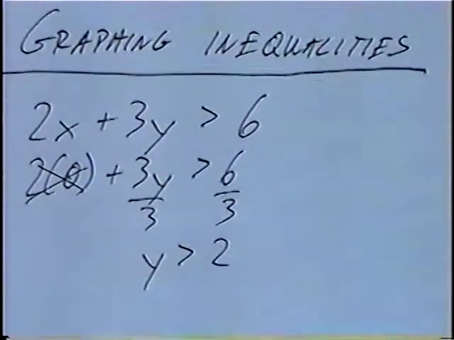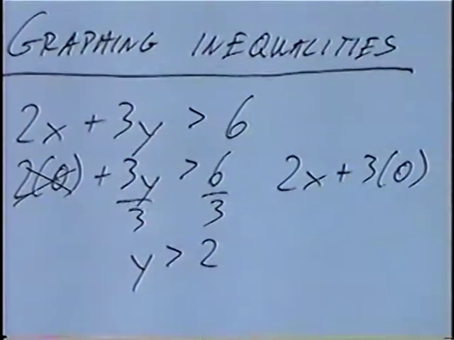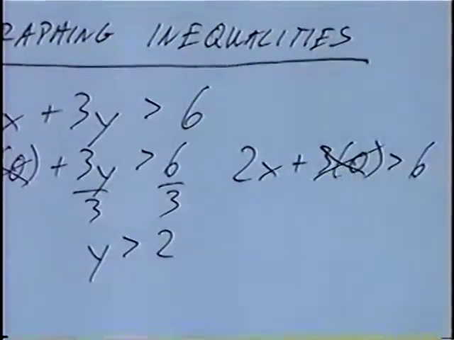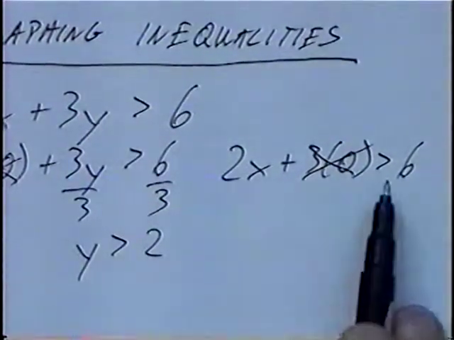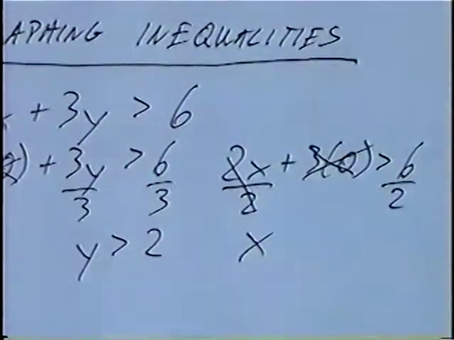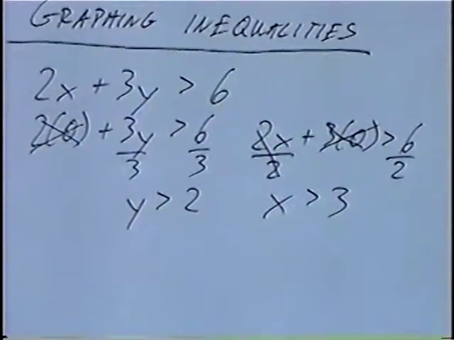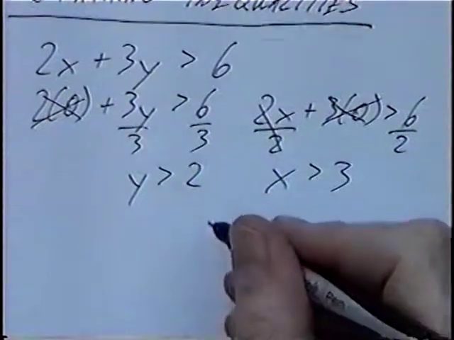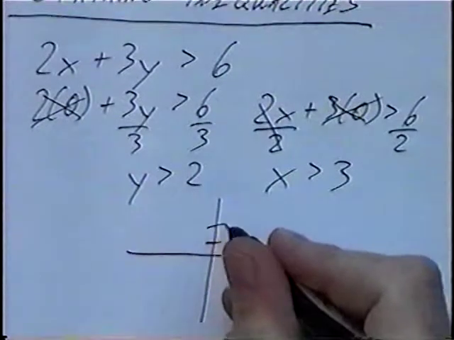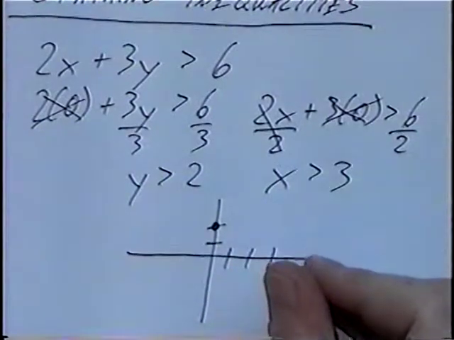Solving the same question, if we put a 0 for y, so 2x plus 3 times 0 is greater than 6. Again, 3 times 0 would cancel. 2x is greater than 6, we can divide by 2, and we'll have x is greater than 3. These are the intercepts. So if we draw an xy axis graph, on the y-axis, the y-intercept would be 2, and on the x-axis, the x-intercept would be 3.